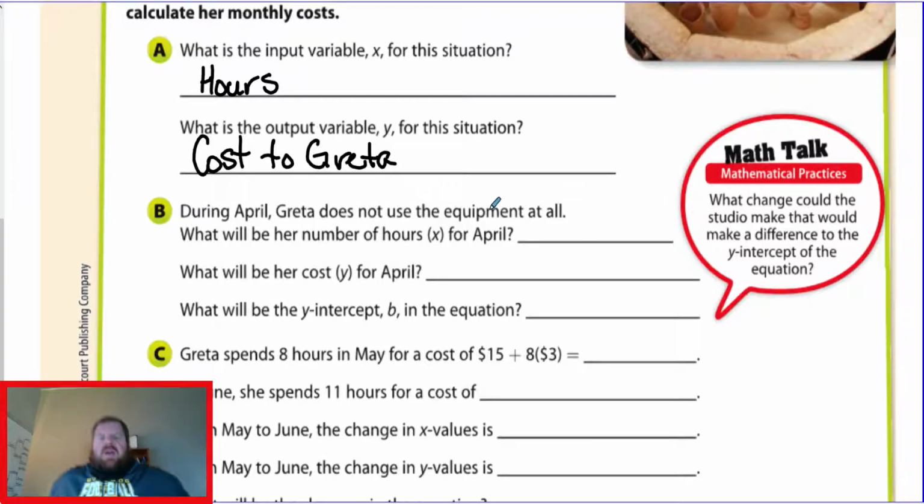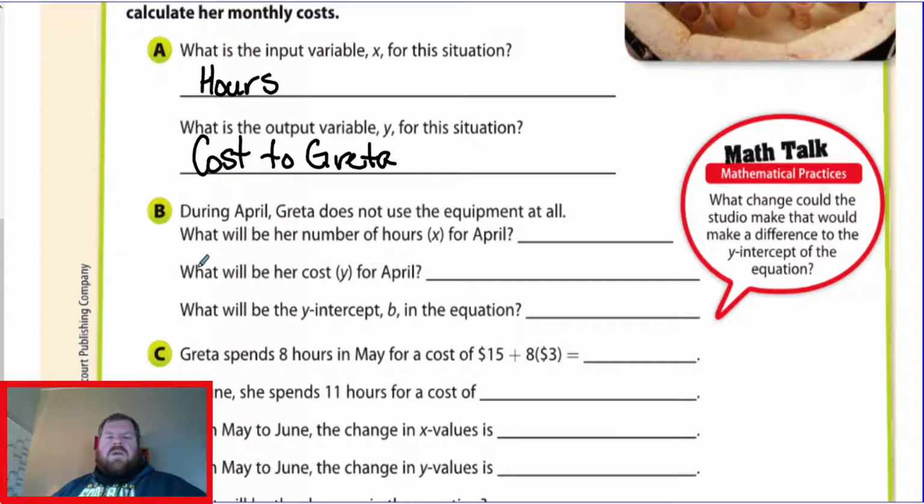It says during April, Greta does not use the equipment at all. She might go in there and, I don't know, paint some of the pottery or whatever it may be, but she's not using the wheel, she's not using the table, she's not using the kiln. So she's not building any new pottery. And maybe she's not even going there at all. She's just a member of this studio, and she has a busy month.